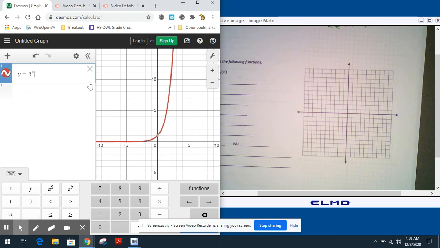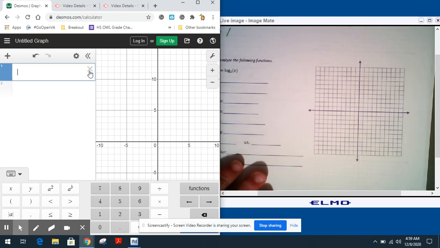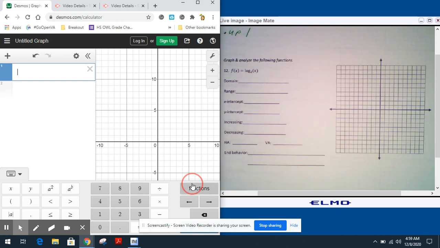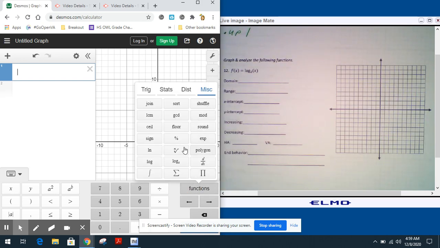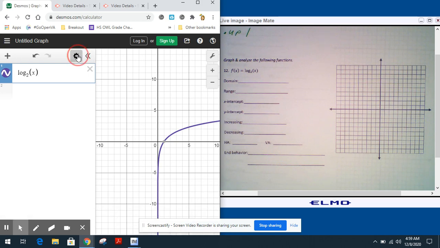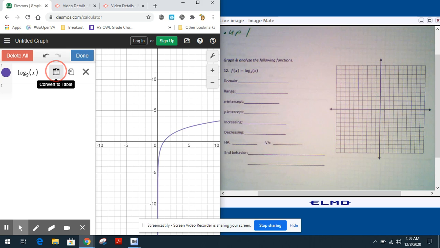So when I look at Desmos, I'm going to type in my function, which is log base 2 of x. And we get our lovely graph over there. If I want to get some points for my graph or see if there's any good ones, I can press the wheel and then convert to table.